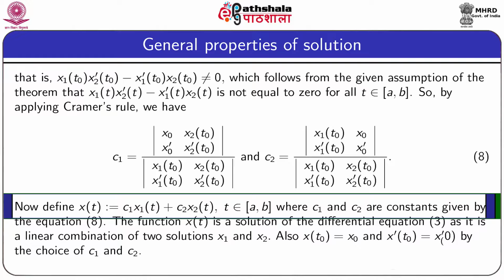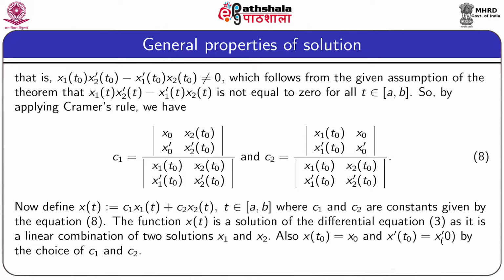We now define x(t) equal to c1 x1(t) plus c2 x2(t), where t belongs to the closed interval [a, b], where c1 and c2 are constants given by equation 8. The function x(t) is a solution of the differential equation 3, as it is a linear combination of two solutions x1 and x2. Also, x(t0) equals x0 and x'(t0) equals x0' by the choice of c1 and c2.